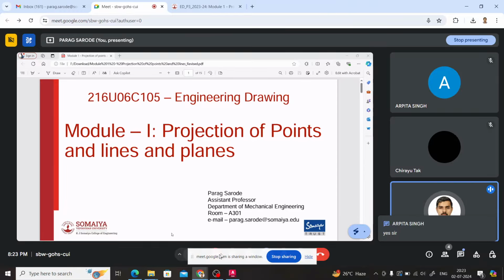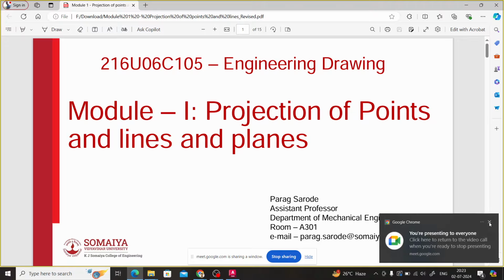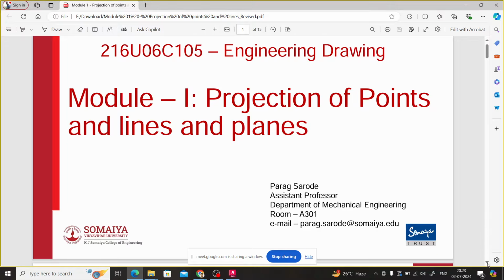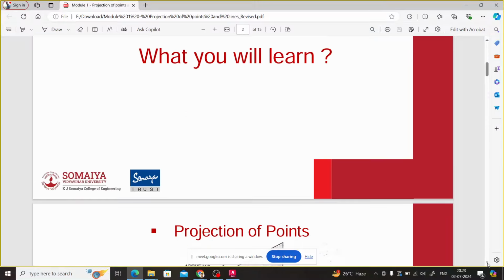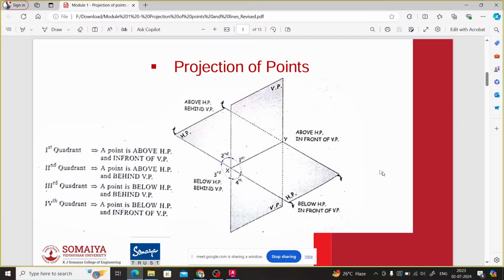So whenever we start with the projection of points and lines, we will basically be looking at this quadrant. I hope you are aware of this quadrant. Whenever we look at it, we look at two different planes which are perpendicular to each other. This vertical one, can you spot this? This is a vertical plane.